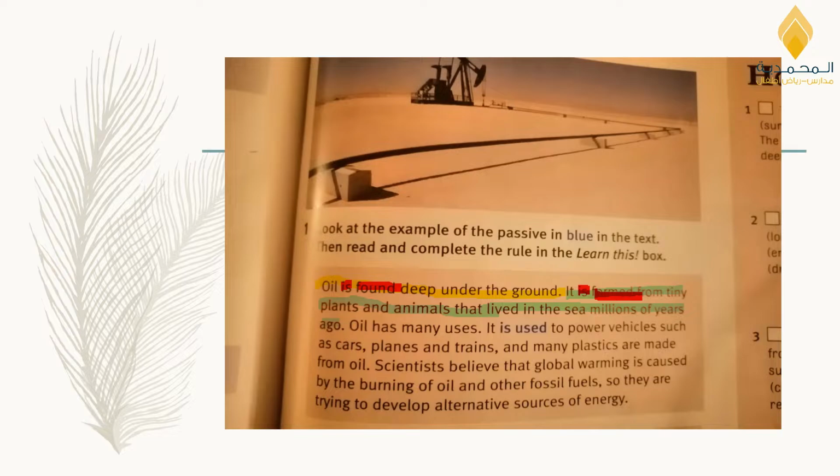What else? We have the one in blue. It is used to power vehicles such as cars, planes, and trains. And can you find another example of passive? Yes, we have many plastics are made from oil. In this case, we used are because we're talking about plural, which are many plastics.